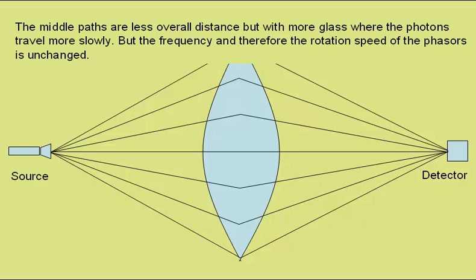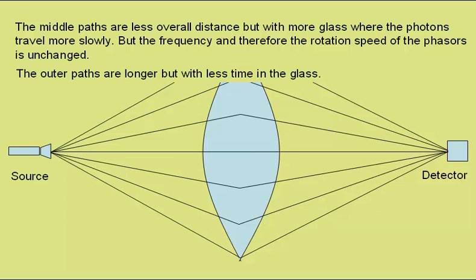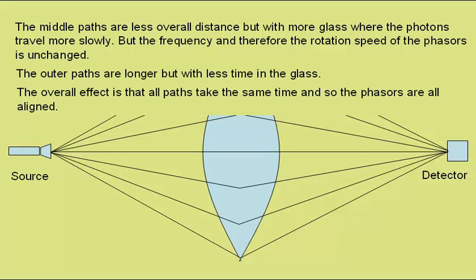The middle paths are less overall distance but with more glass, where the photons travel more slowly, but the frequency and therefore the rotation speed of the phasors is unchanged. The outer paths are longer but with less time in the glass. The overall effect is that all the paths take the same amount of time, and so the phasors from all the paths are aligned.